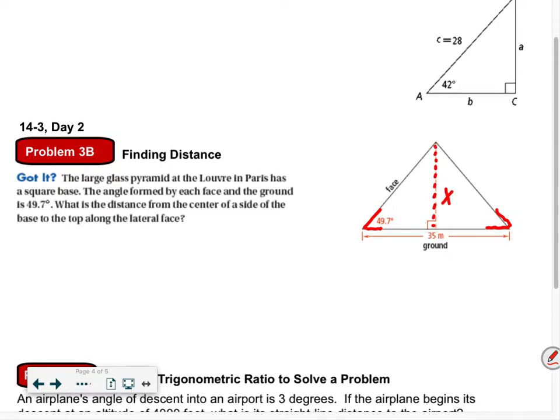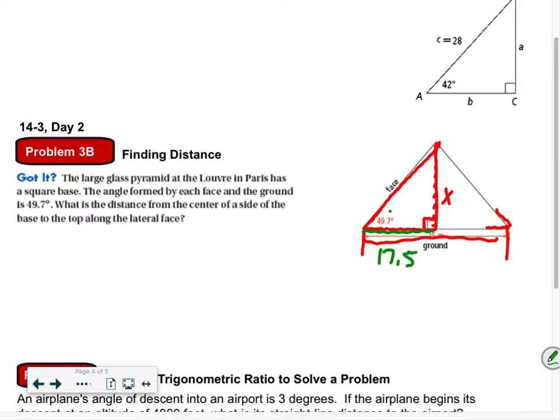This is my x. Well, like I said, we want to deal with right triangles, so I want to look at this triangle right here. Here's my right angle. This whole side is 35. So if I only want this length, I'm just going to half 35 to get 17.5. So that's just half.